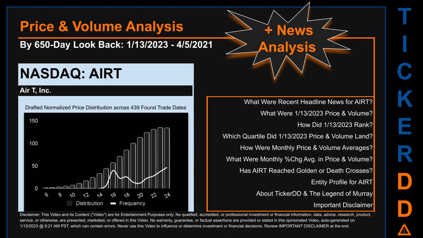The chart shown on this page is our initial attempt at studying the price for AIRT after dynamically normalizing price distribution across those discovered trade dates. The bar chart is the generated distribution and the overlaid line graph, if it is generated, is the frequency of the prices on the x-axis. We will enhance this look as our AI model progresses in the next iteration.